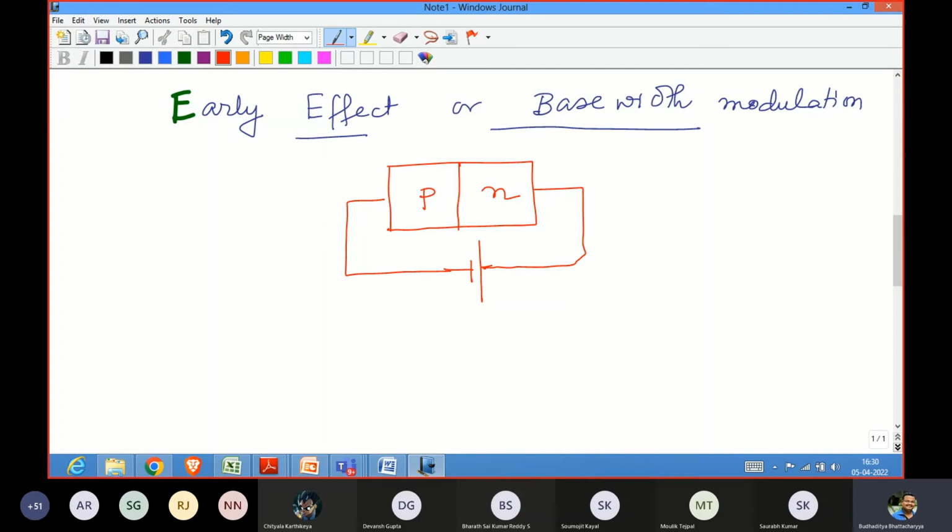Because if that happens, then what is happening? The electrons are the majority carrier on the N side, and holes are the majority carrier on the P side. Remember this, this is coming from the diode. Everyone agrees? Everyone agrees to this?